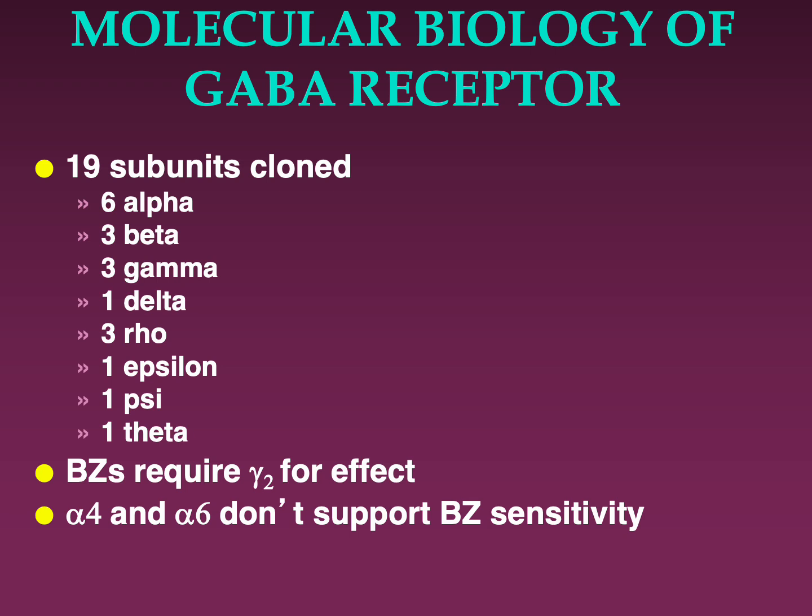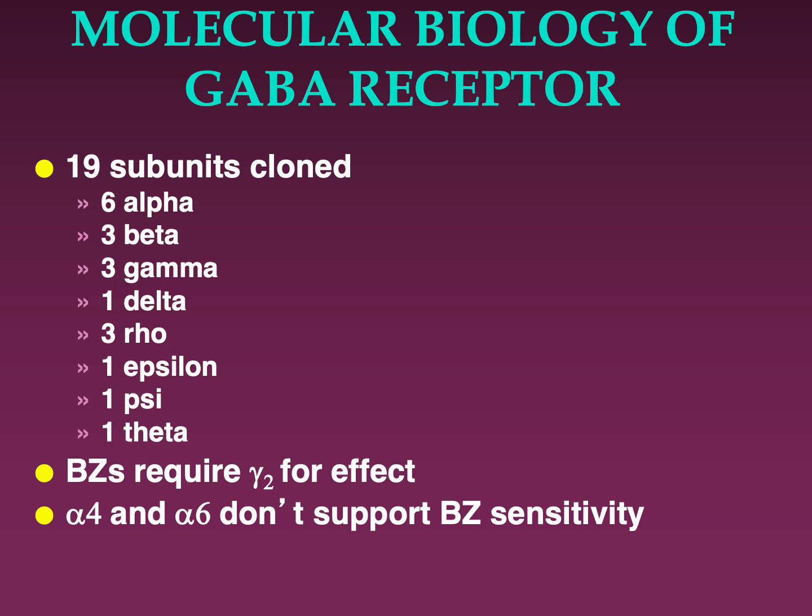I mentioned there are 19 subunits cloned. There are 6 alpha, 3 beta, 3 gamma, and then these others like delta, rho, etc. are gamma-like, but specific for different tissues. A couple of things to remember here. One is that although the benzodiazepines bind, if you do direct binding studies, you can show that they bind to the alpha subunits, but it's not as simple as that, because all the benzodiazepines also require gamma 2 for their effect. So likely they're binding at the interface between an alpha and gamma subunit.